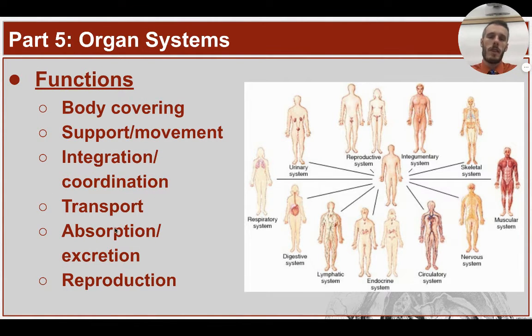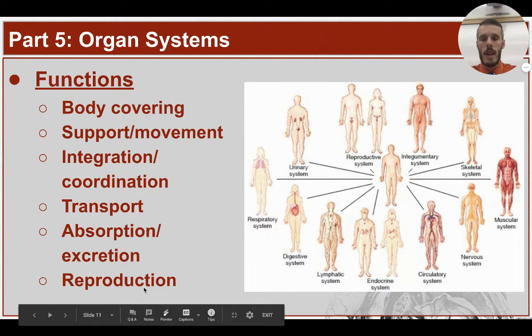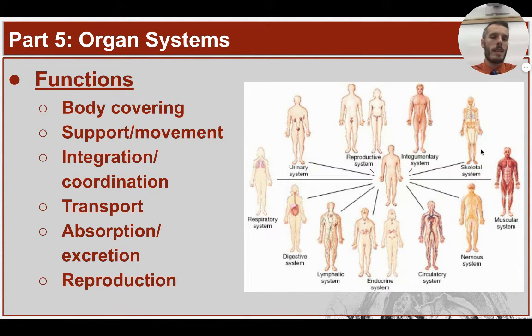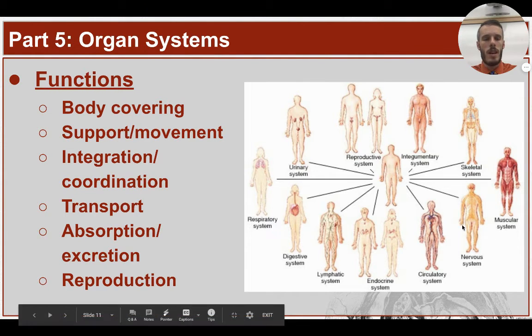So the functions of each organ system, they're going to do at least one of these things. Okay, we have body covering, we have support and movement, we have integration and coordination, we have transport, we have absorption and excretion, and we also have reproduction. Okay, so body covering, that's going to be your integument. Okay, so integumentary system, support and movement, skeletal and muscular, integration and coordination, that's your nervous system.